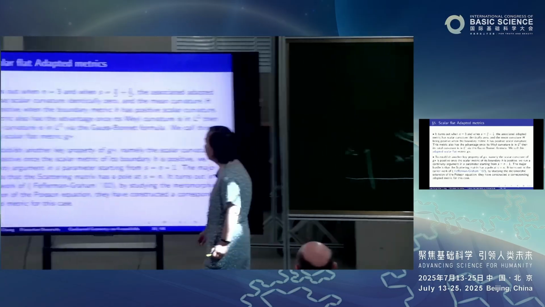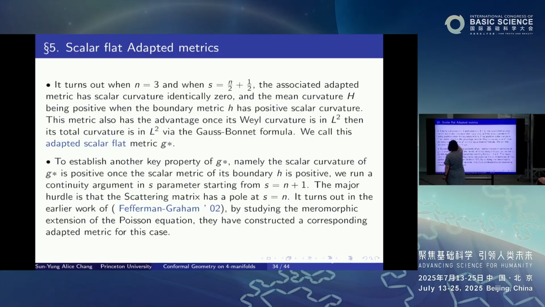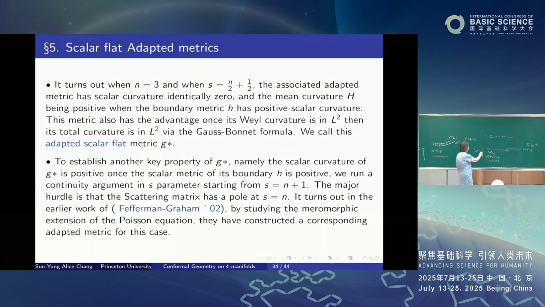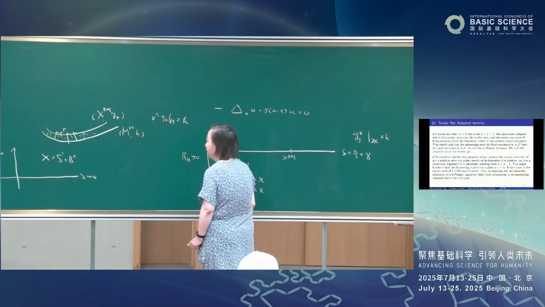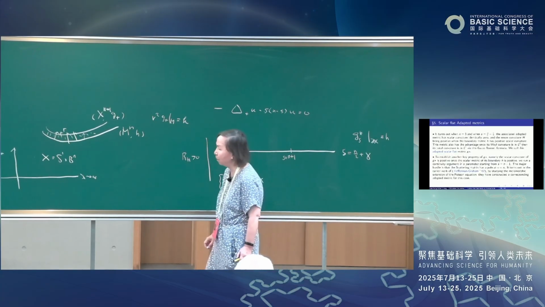The scalar curvature is 0, the mean curvature is positive. And then additionally, it also has the advantage when n equal to 3. When n equal to 3, we can use the Gauss-Bonnet formula. It turns out in this case, one looks at the Gauss-Bonnet integral. If the value is in L2, then the total curvature of this metric is in L2. That's the important property we want. We cannot see it from other parameters, but we can see it from this parameter. The total curvature is in L2.